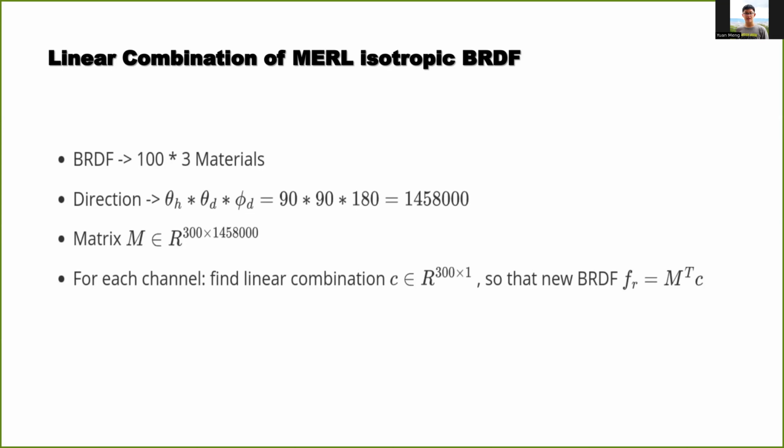Because all MERL materials are isotropic, directions will be reduced to 3D in this half vector difference vector space, which will have 1.45 million directions. So we have a matrix of 300 by 1.45 million. For any new material, we want to find a linear combination C, which will give weights to each MERL material, and then we can just compute the new material as M transpose times C.